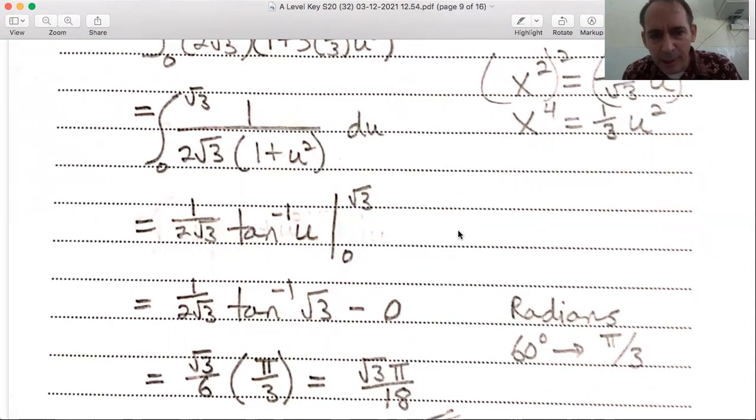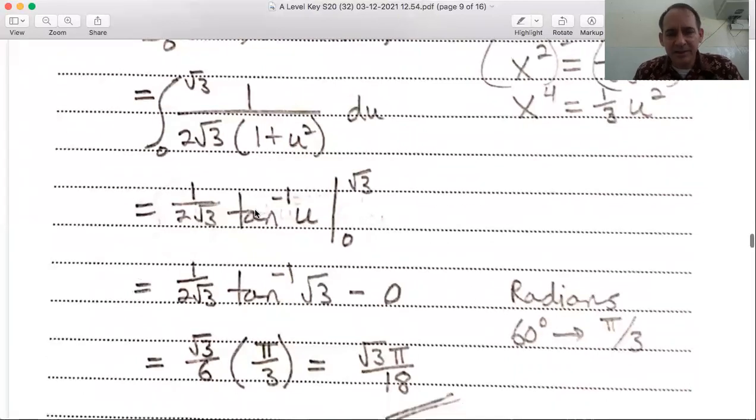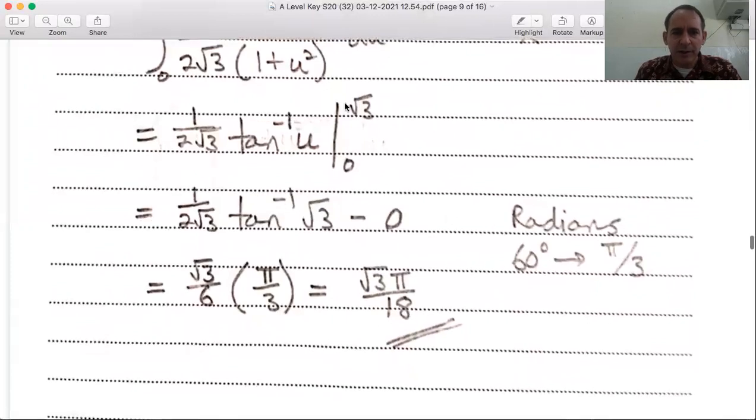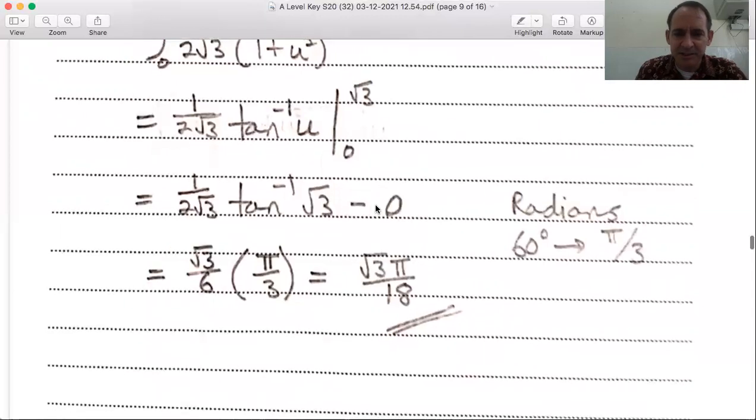It is not the ln. It might be tempting to think it's ln, but you can't do ln because the top is not the derivative of the bottom. This is the inverse tangent, and probably the easiest way to see it is when you look at the derivative of inverse tangent u, you will see this in the integral column. But this is what you need to identify, and now we're going to evaluate it from root 3 to 0. Plug in your root 3, and you get this. Plug in your 0, your inverse tangent of 0 is 0.